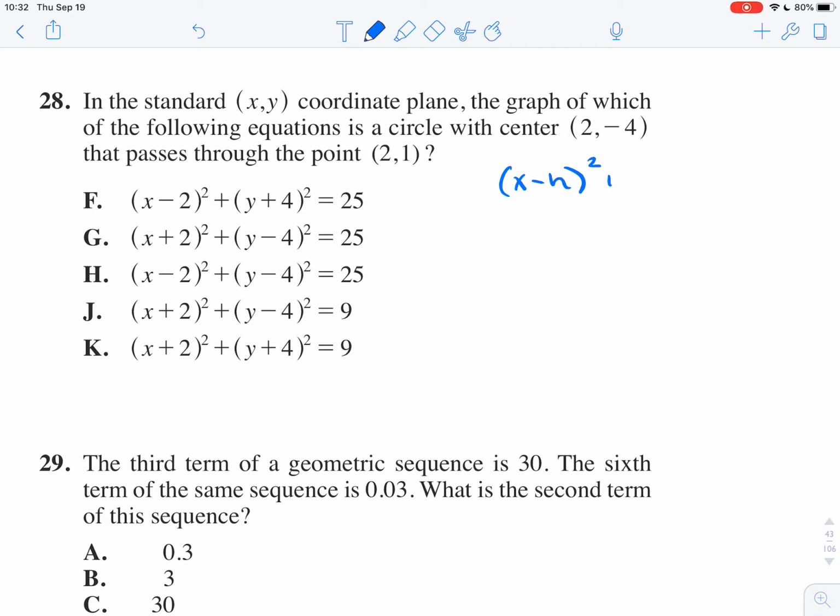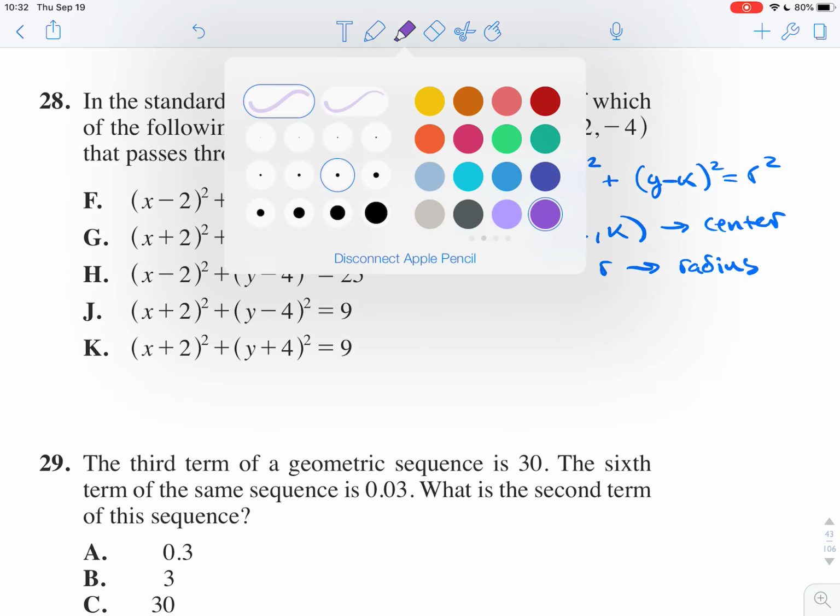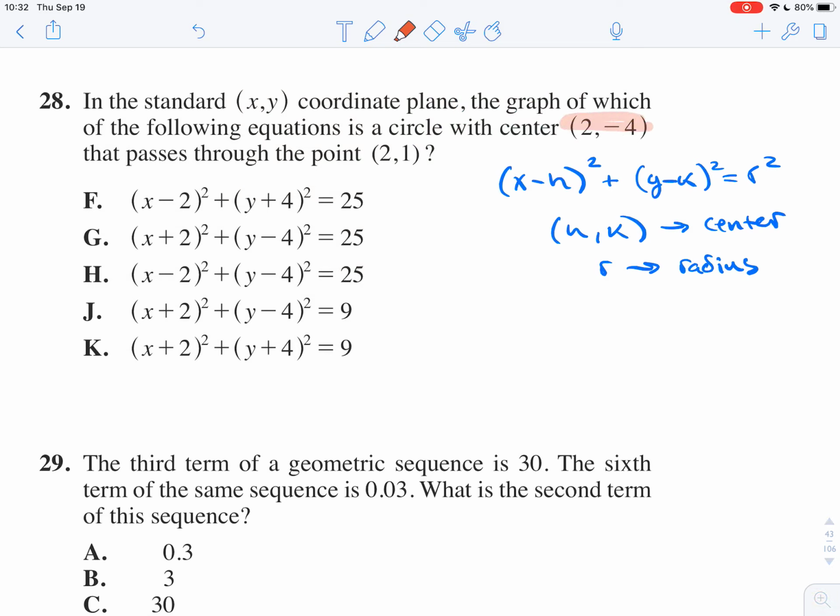by x minus h squared plus y minus k squared equals radius squared. Great. So then in that case, we should remember that h comma k represents the center of the circle and r represents the radius of the circle. Well, we are given the center of the circle.